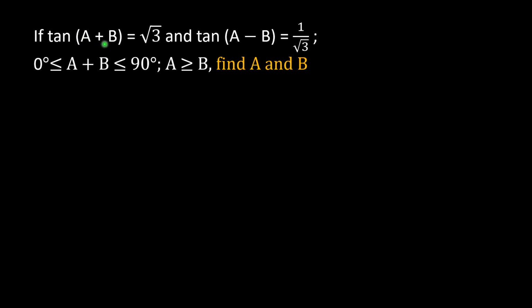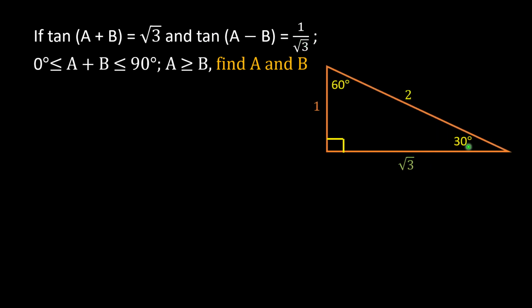If tan a plus b equals root 3 and tan a minus b equals 1 divided by root 3, and a plus b is acute, or it lies between 0 degrees and 90 degrees, and a is greater than or equal to b, we have to find a and b. Here tan a plus b is root 3 and tan a minus b is 1 divided by root 3. So since the values involve 1 and root 3, we will draw a 30 degree, 60 degree, 90 degree right triangle with the sides 1, root 3 and 2.